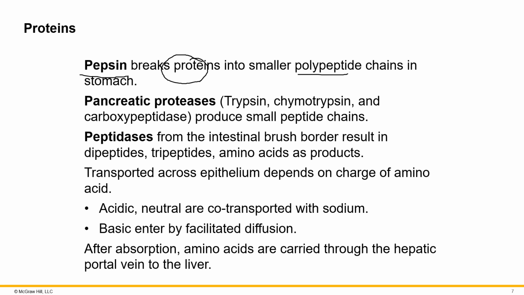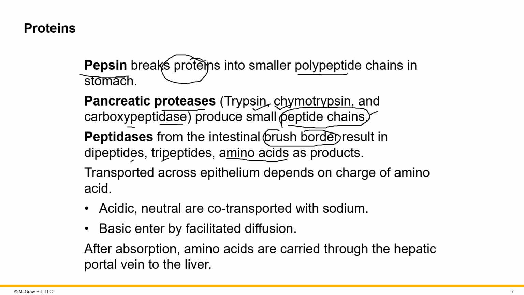Next, protein digestion continues in the duodenum, which is where the pancreatic proteases attack it. So the pancreatic proteases include trypsin, chymotrypsin, and carboxypeptidase, which also break down larger proteins into smaller, so the primary level of proteins, which is small peptide chains. And finally, the peptidases from the brush border enzymes are breaking it down further from peptide chains into di- and tripeptides as well as individual amino acids.